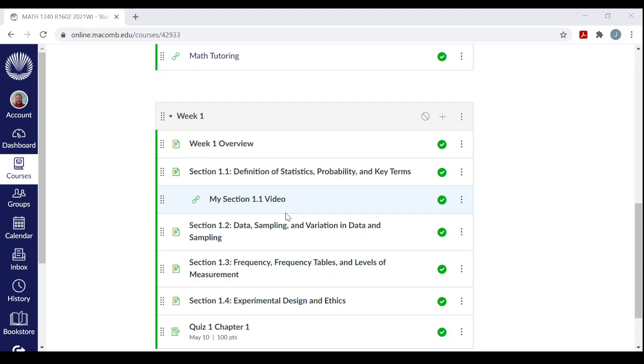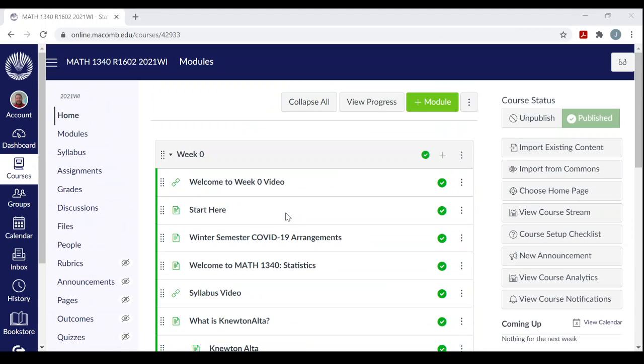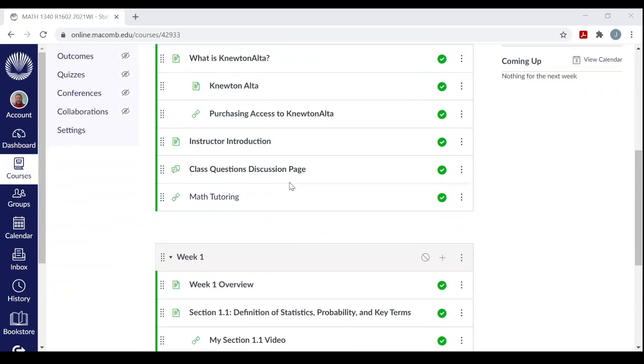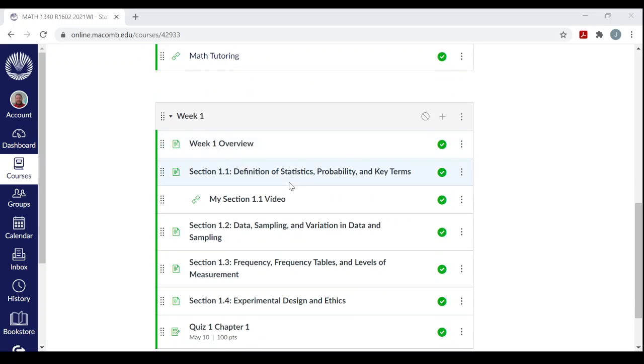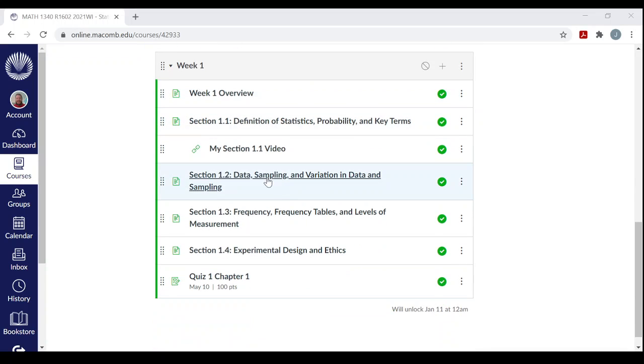Alright, so here I am. This is a Canvas page for Math 1340. No matter what section you're in, R1602, R1604 or R1612, you're going to see the same stuff. I'm not in the student view here, I'm in the teacher view, but you'll see the same modules. And in the week 1 module, you should see the page for section 1.2, Data, Sampling, and Variation in Data and Sampling.